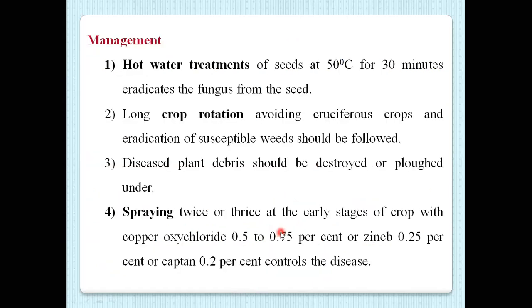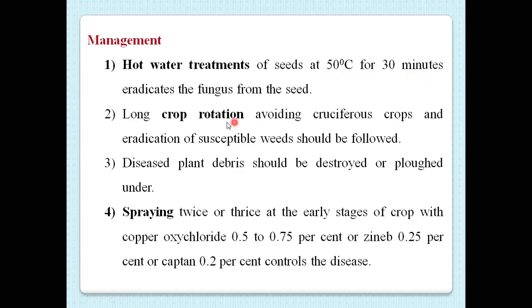Then the last one, that is management. That is hot water treatment, because primary infection takes place through the infected seeds used for sowing. Before the actual sowing, these seeds are treated with hot water. Cruciferous seeds are generally dipped in water at a temperature of 50 degrees Celsius for 30 minutes. In this way, the mycelia inside the seed and seed coat are killed.